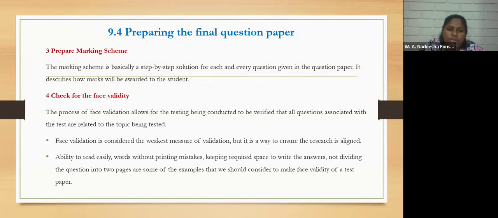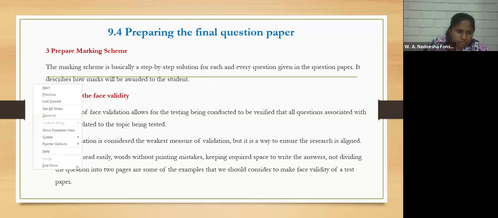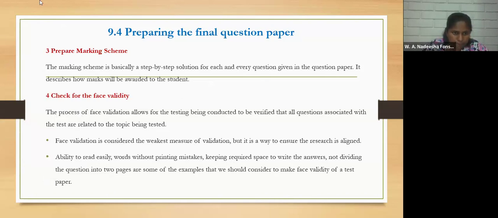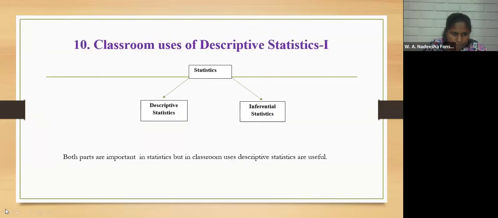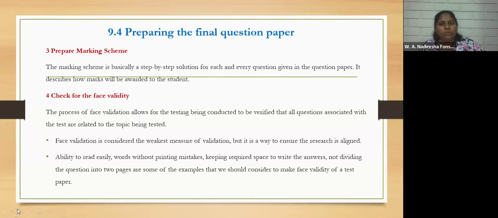Actually, face validity is a very weak measurement of validation, but we do it because at the final moment also we can have such errors, like printing mistakes, punctuation mistakes. So by considering face validity, we can minimize such errors also. So that is about preparing the question paper.